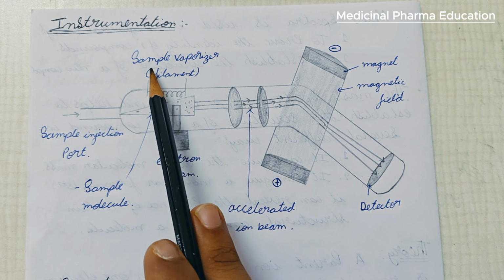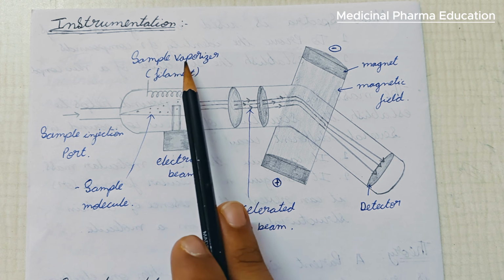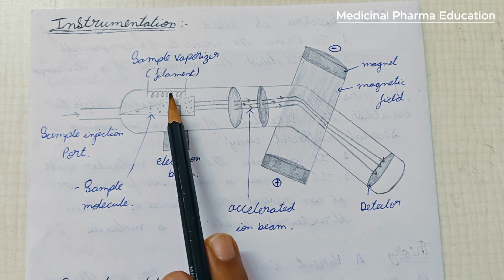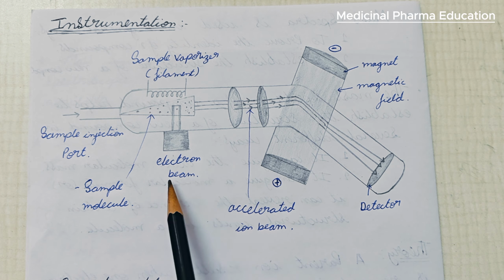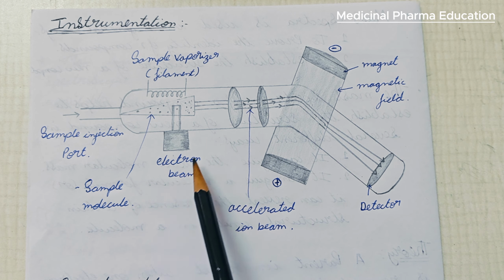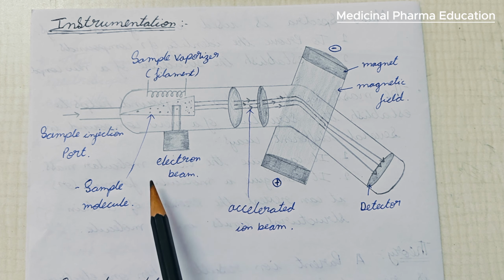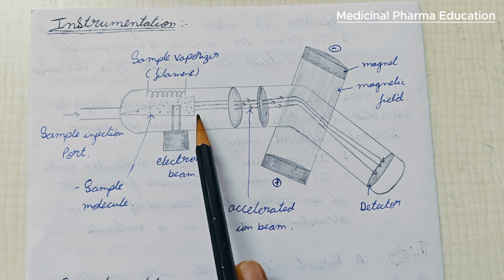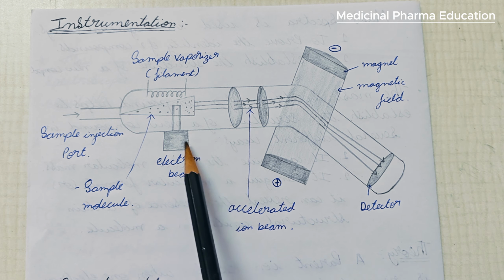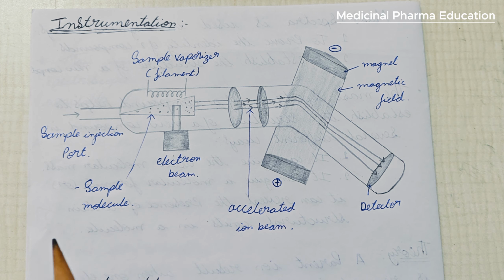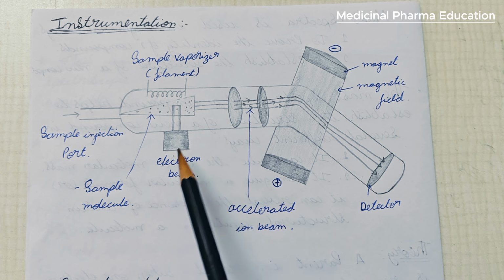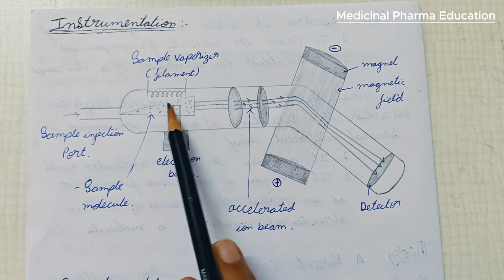Then the sample is vaporized by this filament. Using this filament, the sample is converted into the vaporous state, and then the electron beam, which is the ionization instrument, acts on it. By different ionization techniques, we strike a high energy electron beam through the sample, where it converts into positive ion fragments. It converts into many fragments, but we only take positive ions. Next, we are getting the sample molecules.